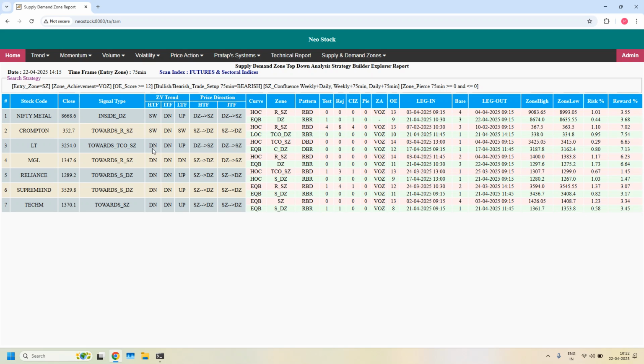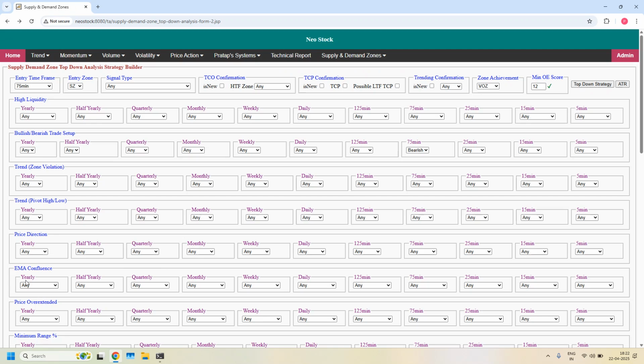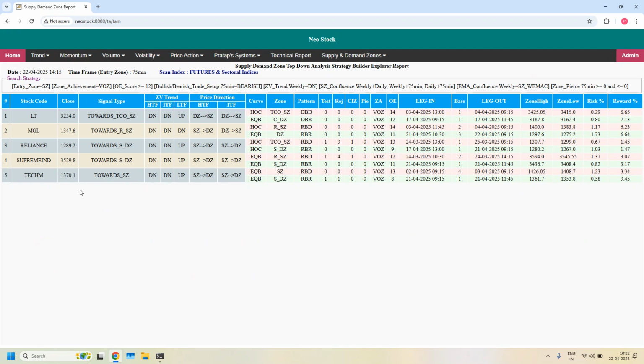So weekly trend is down in 5 stocks. In these 5 stocks, if any weekly supply zone is having weekly EMA Confluence, then the overlapped 75 minute supply zone might be having more high probability to get success. Let's verify. In the EMA Confluence at weekly time frame, checking weekly supply zone having weekly EMA Confluence or not. At the same time, trend on the weekly should not be sideways. So it should be downtrend because it is bearish trade setup. With these filters, we got all the 5 stocks out of 7.